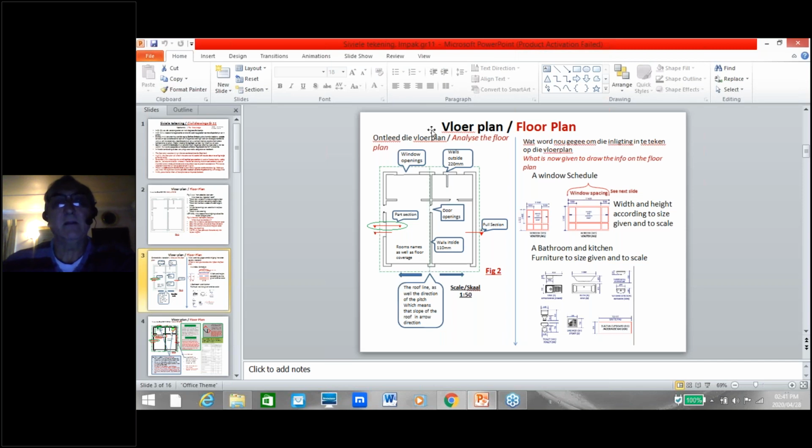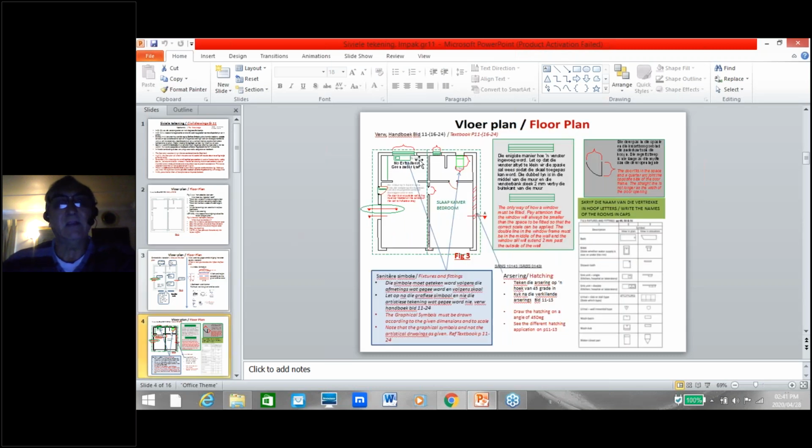Analyze the floor plan. Know what to put in, where to put it in, where to add. Look at the slope level so you know in which direction the section will be. Look at your scale, what scale it is. Secondly, then start to add these things into the textbook, into the question.